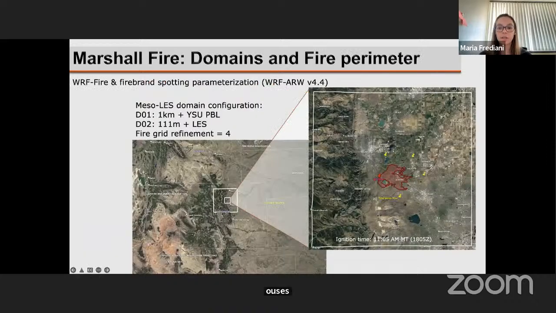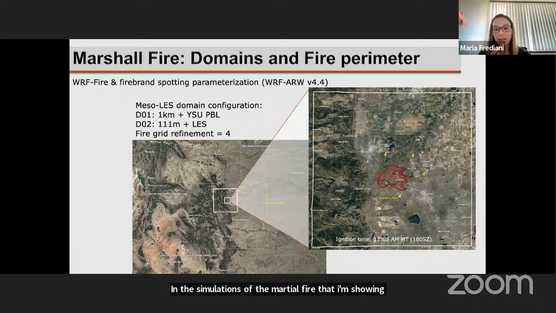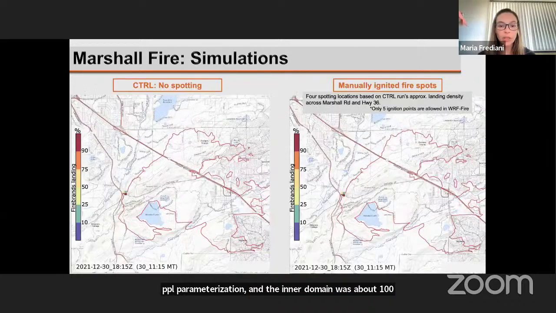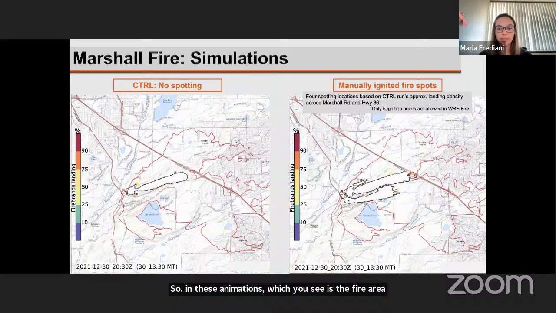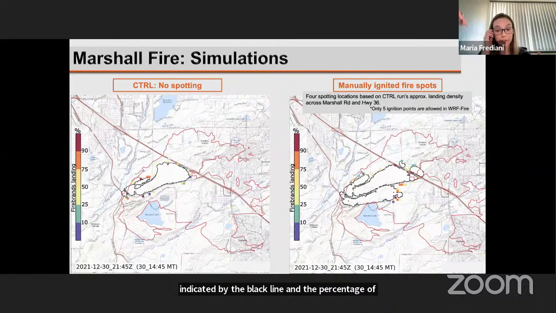The simulations of the Marshall Fire that I'm showing today were created using a mesoscale to LES configuration, meaning that the outer domain had a 1 kilometer grid spacing and used PBL parameterization, and the inner domain was about 100 meters grid spacing and used LES. So in these animations, what you see is the fire area indicated by the black line, and the percentage of firebrands landing ahead of the fire front indicated by the colored scale.